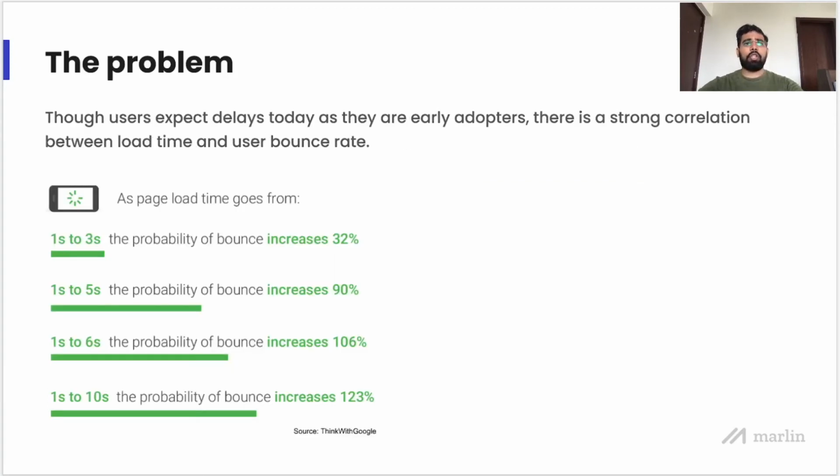These delays we've talked about have implications. Users are fine with such delays today as they consider themselves early adopters, but this might not work as more retail users who are accustomed to Web2 try these services. As can be seen here, page load time has a strong correlation with bounce rates. If the load time increases from 1 second to 10 seconds, the probability of bounce increases by about 123%, which is very high.